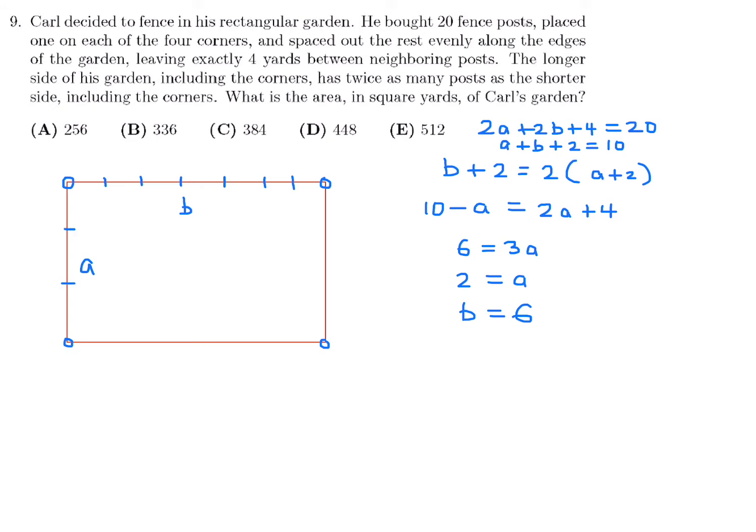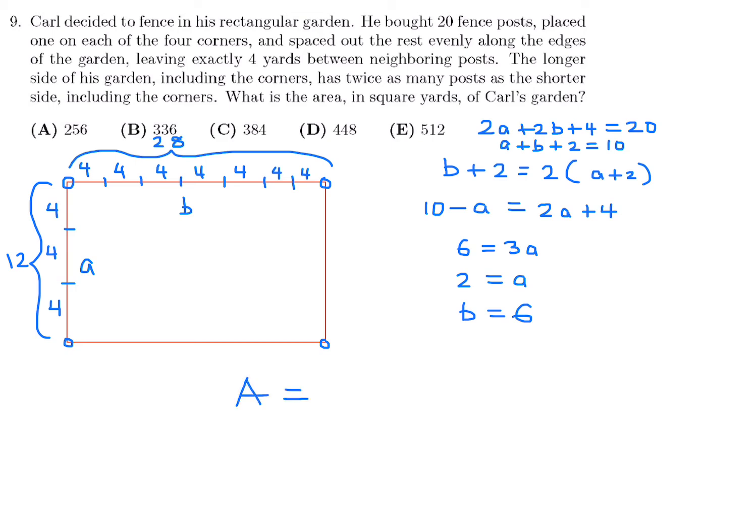And these, I know it's not drawn to scale, sorry, but these are 4 yards apart. 4, 4, 4, like that. And these are also 4 apart. So it looks like this dimension is 12, 4 times 3, and then this dimension is what, 7 times 4, which is 28. So therefore the area is 12 times 28, and 12 times 28 is 336. Number 9, therefore the answer is B.